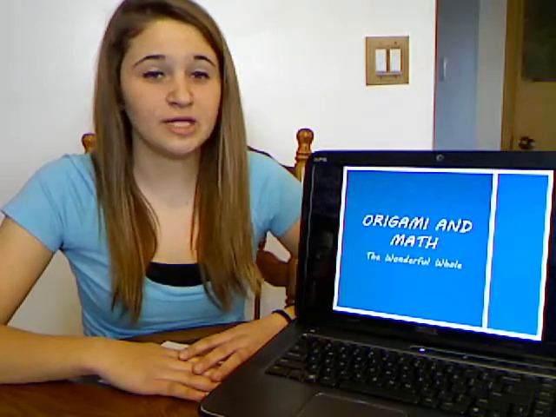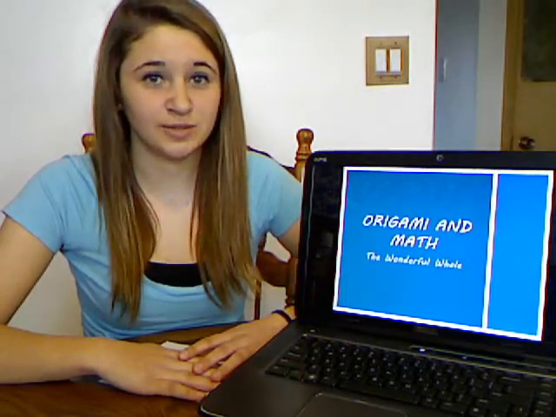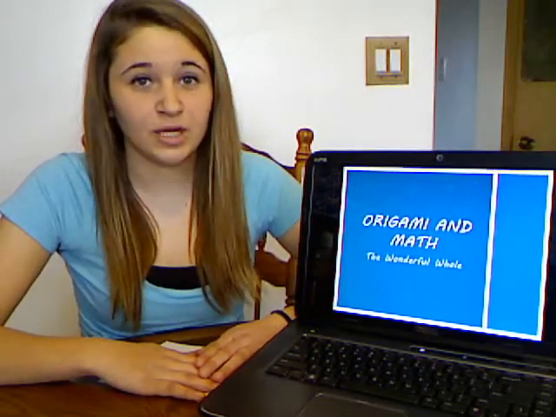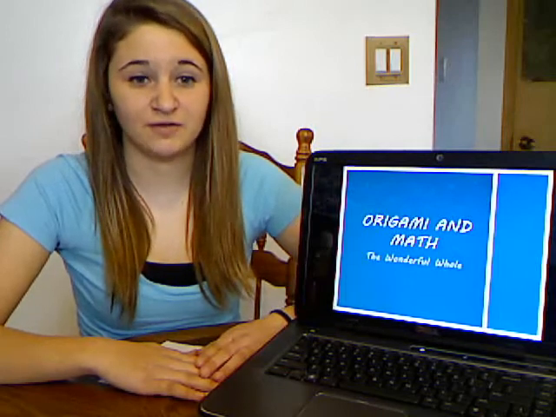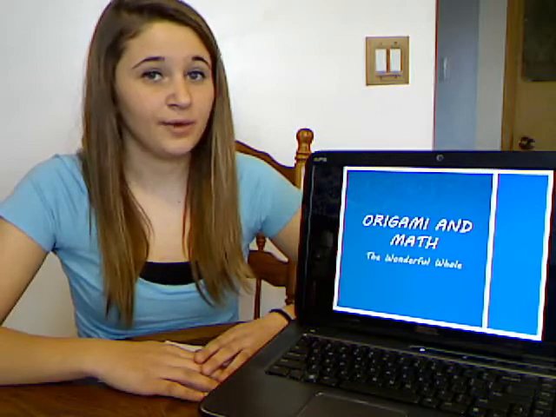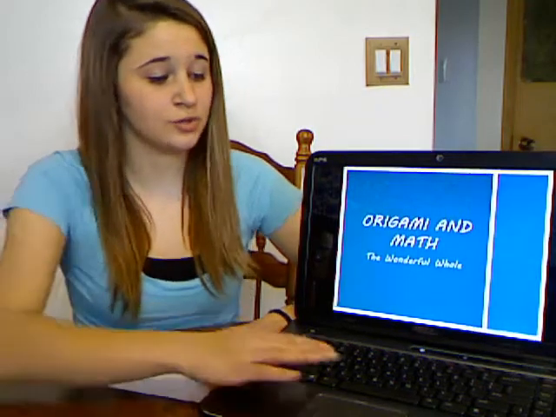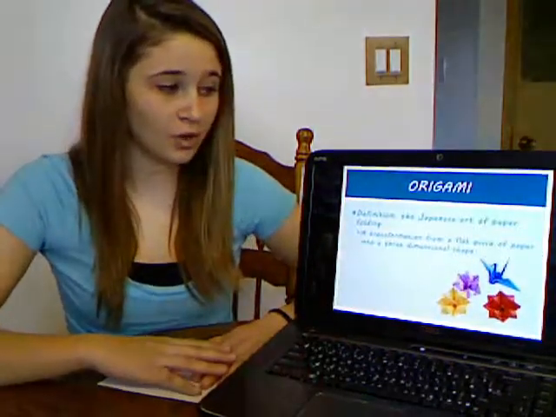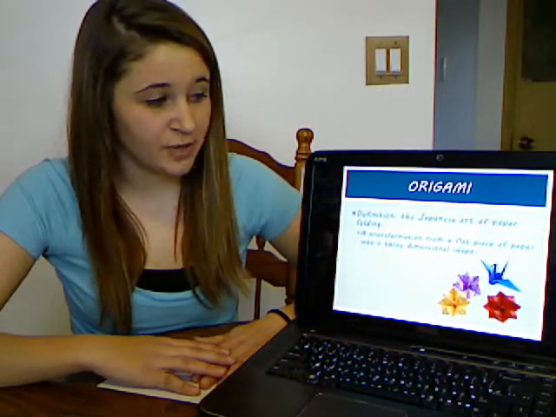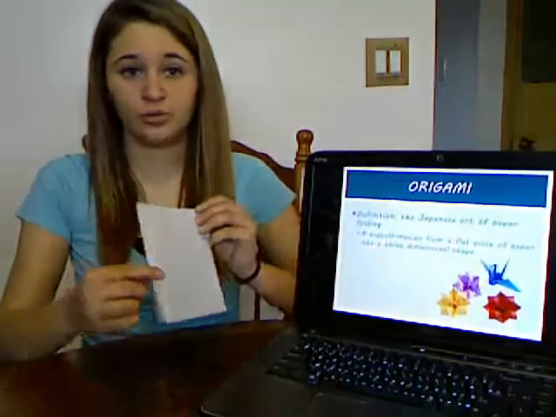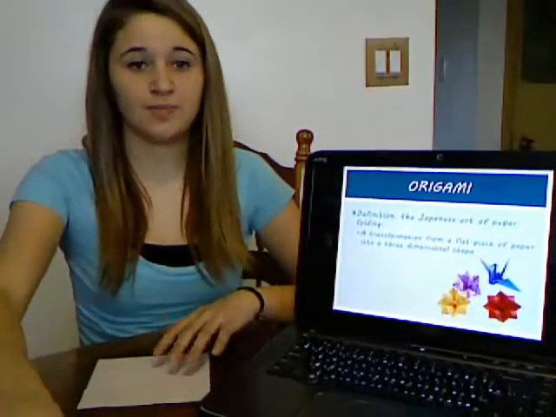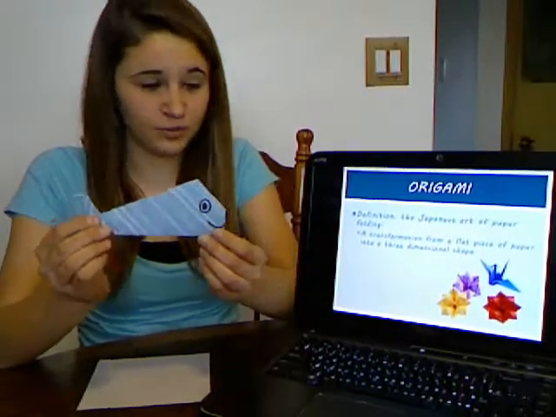So as we're continuing our lesson, we're going to be adding in a couple more shapes and terms, and we're going to be making our paper craft, which is known as origami, that will contain shapes and terms that we have covered today in class as well as yesterday in class. Before we begin, we'll cover the definition of origami for those who don't already know. Origami is known as the Japanese art of paper folding. It's a transformation from a flat piece of paper, such as the one we'll be using today, and we will be constructing it into a three-dimensional shape, such as the wonderful whale that we will be making today.